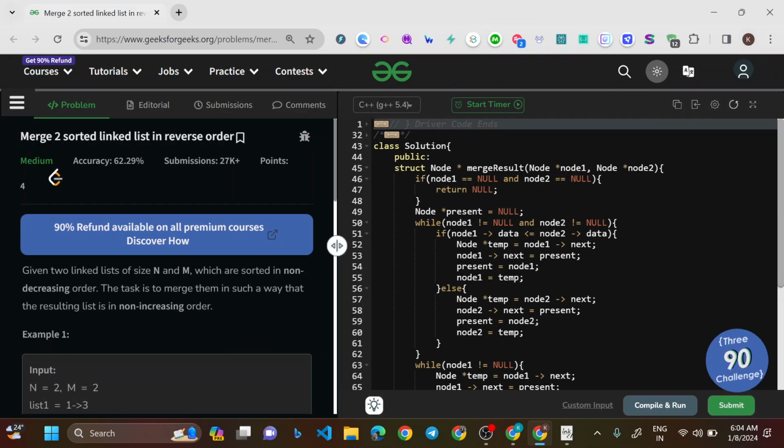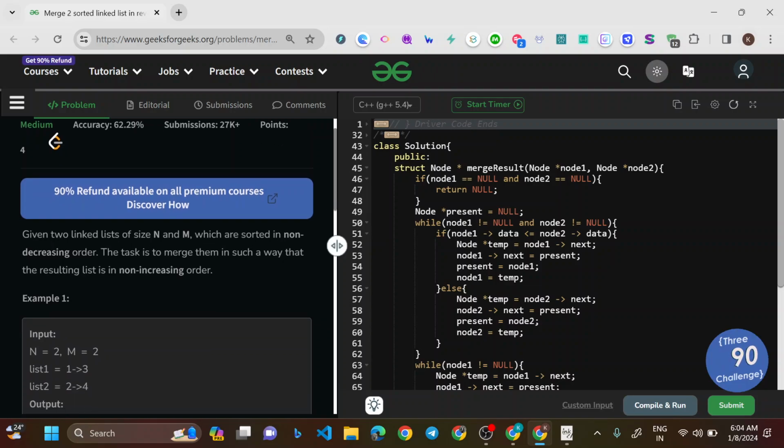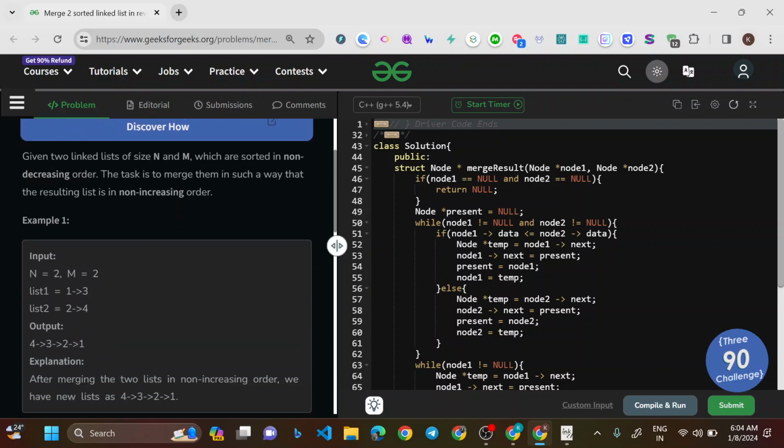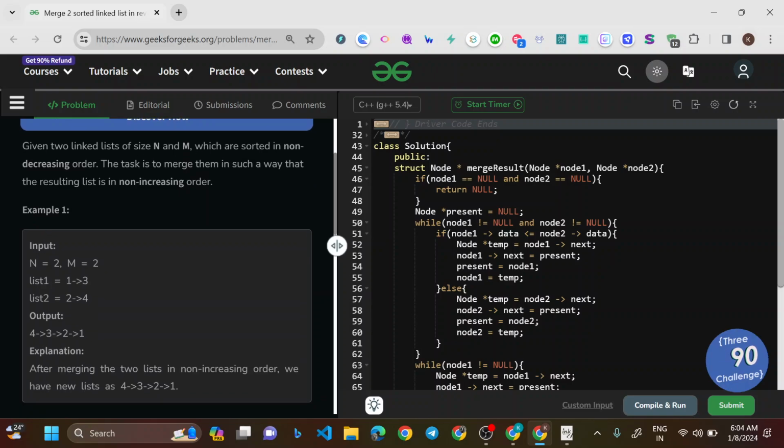So let us start the problem for today. Today's problem is merge two sorted linked lists in reverse order. This is a medium level question and is the problem of the day on GeeksforGeeks today. So what is the question saying? Given two linked lists of size n and m, which are sorted in non-decreasing order, the task is to merge them in such a way that the resulting list is in non-increasing order.